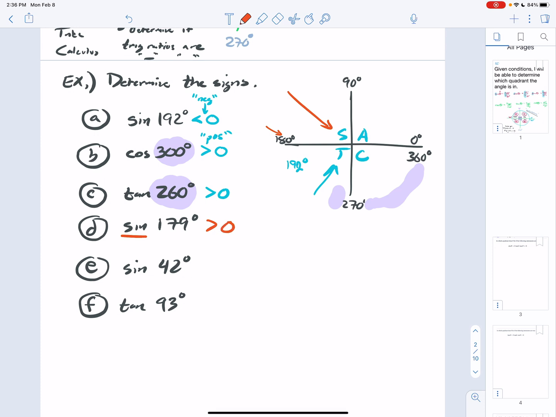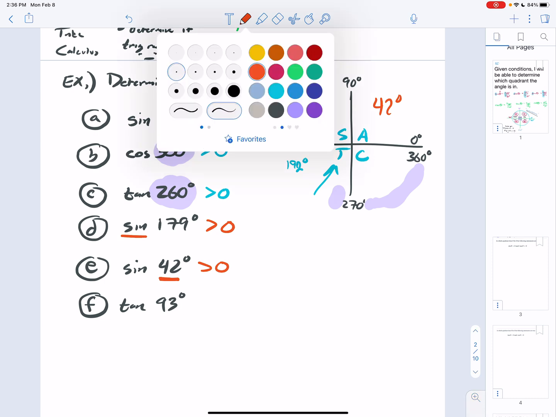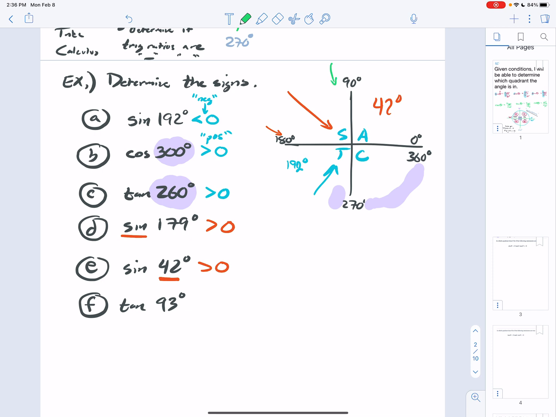Okay? Sine of 42 degrees. 42 is somewhere in here, quadrant 1. And we know in quadrant 1, all trig functions will be positive. Okay, here's the last one. 93 degrees is somewhere between 90 and 180. So we're in quadrant 2, and only sine is positive, so tangent will have to come out negative.